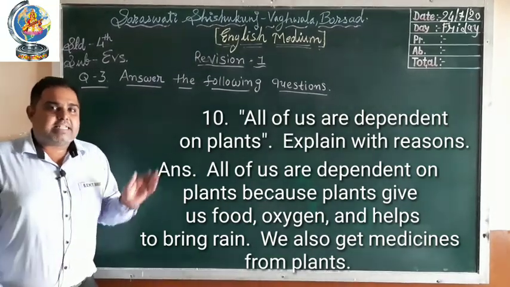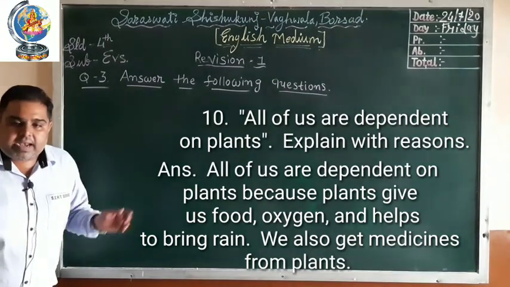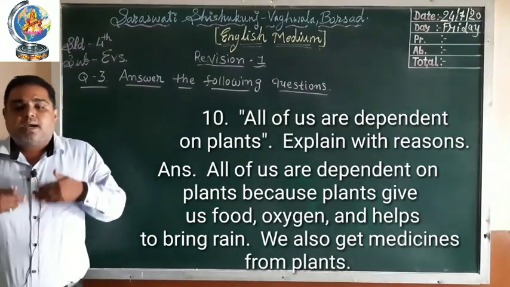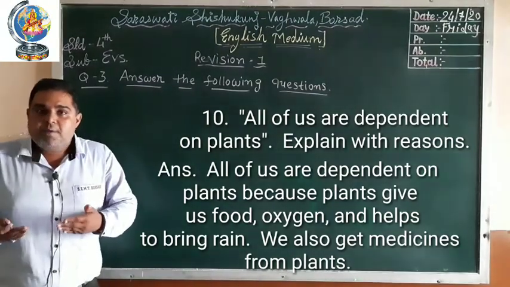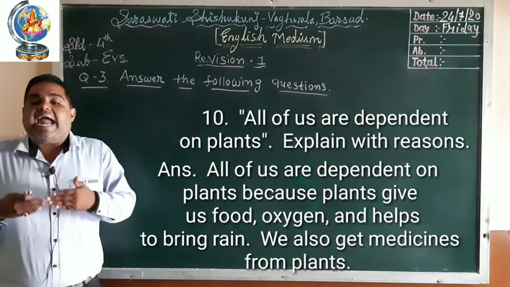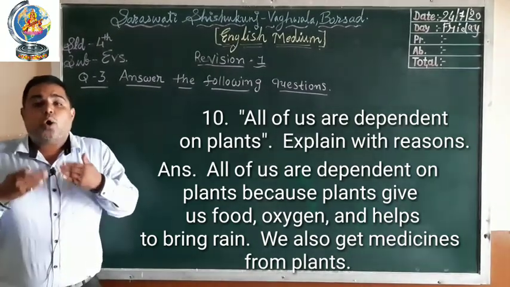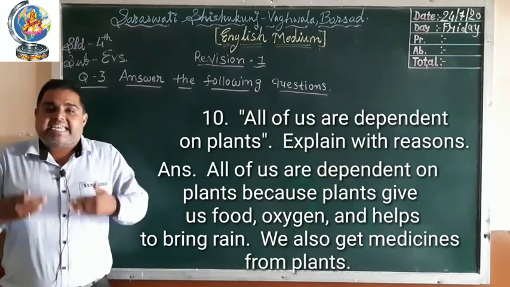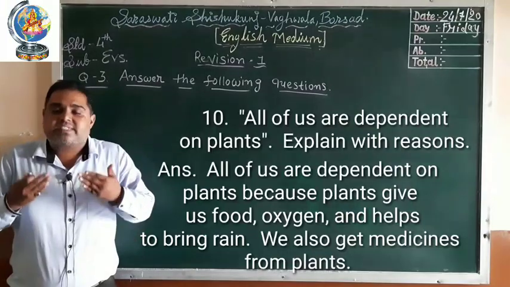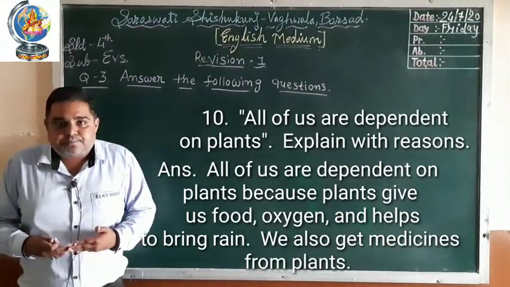Let me repeat the answer again. All of us are dependent on plants because plants give us food, oxygen, and they help us to bring rain. We also get medicines from plants. That is why it is right to say that we are dependent on plants.